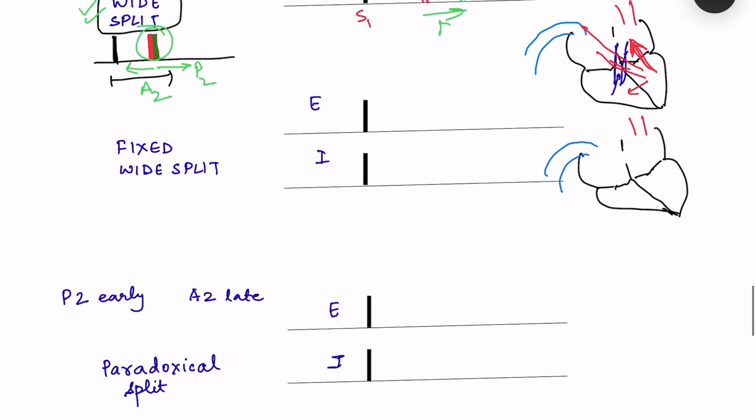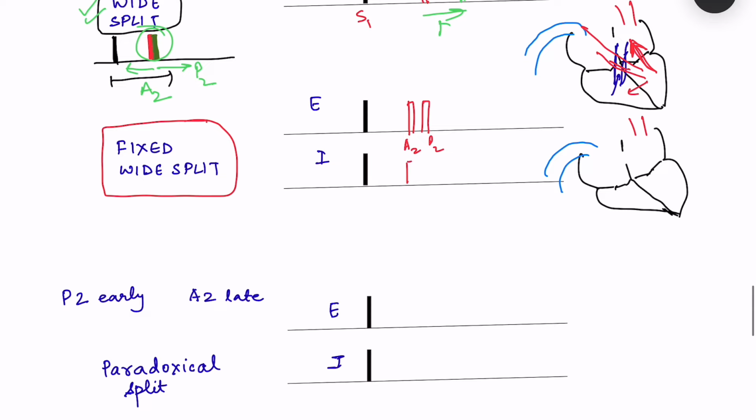Coming to fixed wide split. Fixed wide split means that yes, there is an A2 component and a P2 component both in inspiration and expiration, but the distance between them is the same. It is not increasing during inspiration. Now, why can it occur? We know the physiological basis of why there is a splitting: because of an increase in right ventricular volume during inspiration and a decrease in left ventricular volume during inspiration. So in fixed wide split, this is not happening during inspiration and expiration. Okay, the volume in the right ventricle is the same during inspiration and expiration.